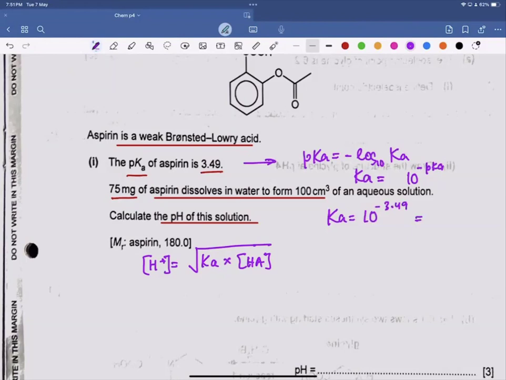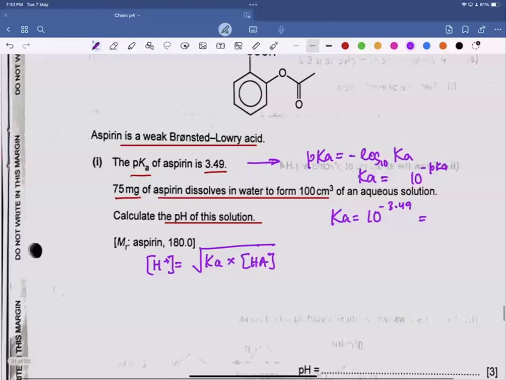Can anyone calculate it and tell me the answer, please? 3.236 exponent minus 4.